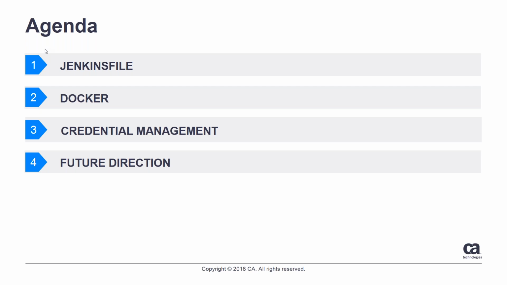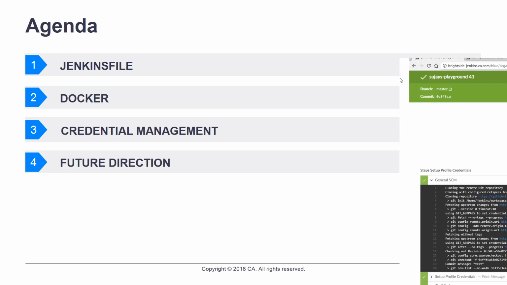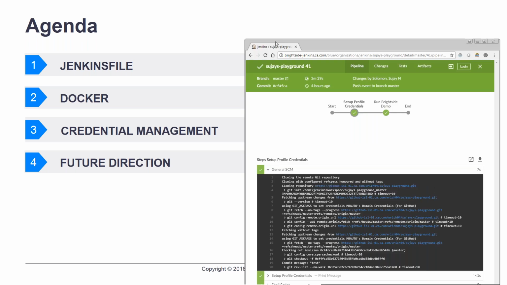So the pipeline that Sujay showed had two steps: set up profile credentials and run Brightside demo. The definition for this Jenkins pipeline is typically written in a text file called a Jenkins file, and that's in turn checked into a project source control repository so that when Jenkins goes out and scans the repository or gets triggered, it knows how to run the pipeline. So let me pull that over.